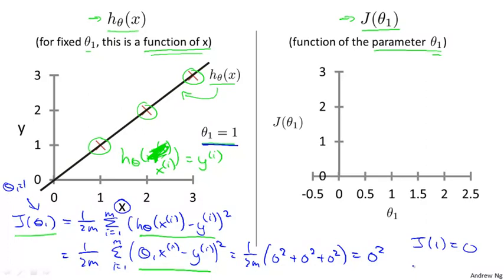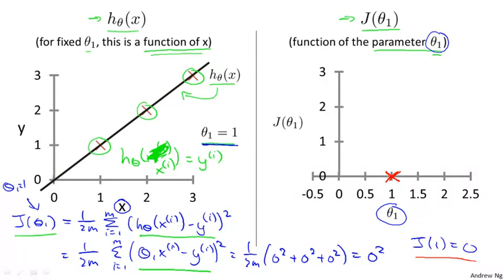What I'm going to do on the right is plot my cost function J. And notice, because my cost function is a function of my parameter theta 1, when I plot my cost function, the horizontal axis is now labeled with theta 1. So I have J of 1 is equal to 0. So let's go ahead and plot that. I'm going to end up with an x over there.